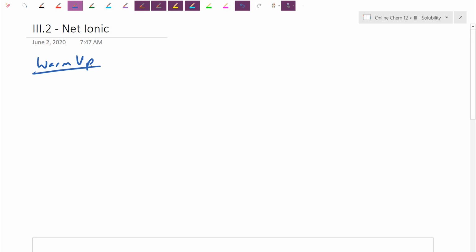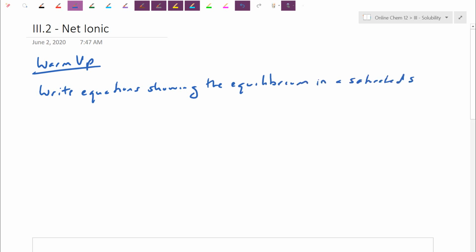In this case, I want you to write equations showing the equilibrium in a saturated solution of, let's do PbBr2. Let's say that's part A of the problem.